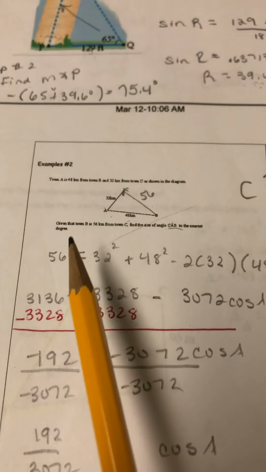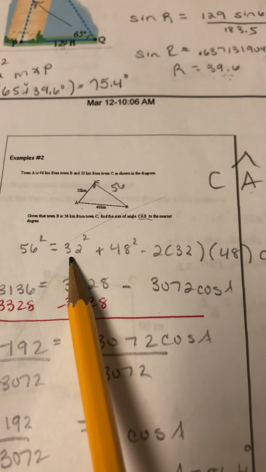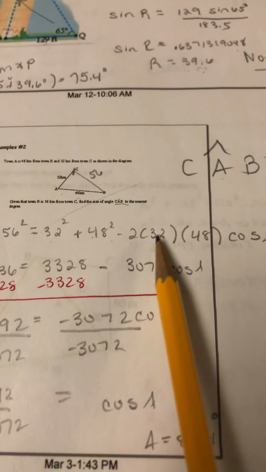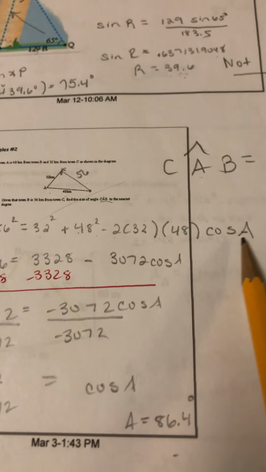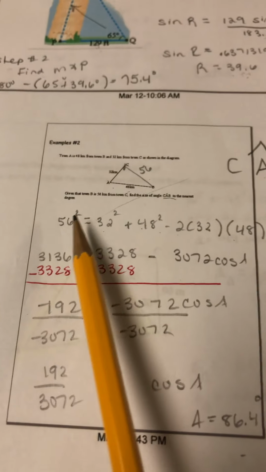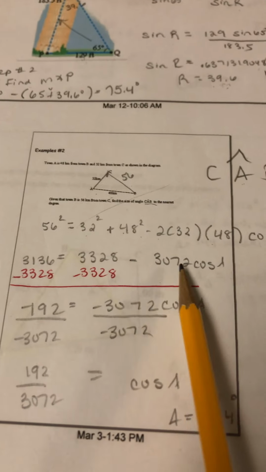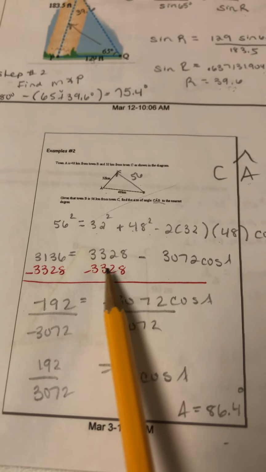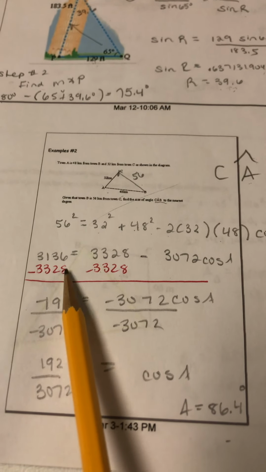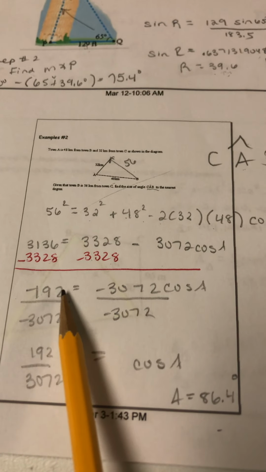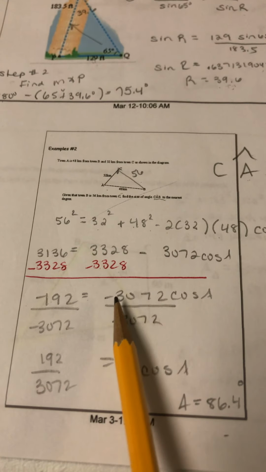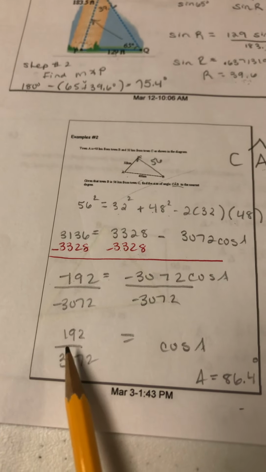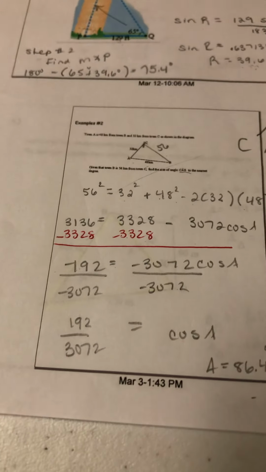So setting up the law of cosines, 56 squared equals 32 squared plus 48 squared minus 2 times 32 times 48 times the cosine of the missing angle. Remember, tidy up a little bit with your PEMDAS, but these two are not like terms. So we're going to subtract 3,328 from both sides, and that's how I got negative 192 equals negative 3,072 cosine A. Dividing both sides by negative 3,072, the negative signs cancel.